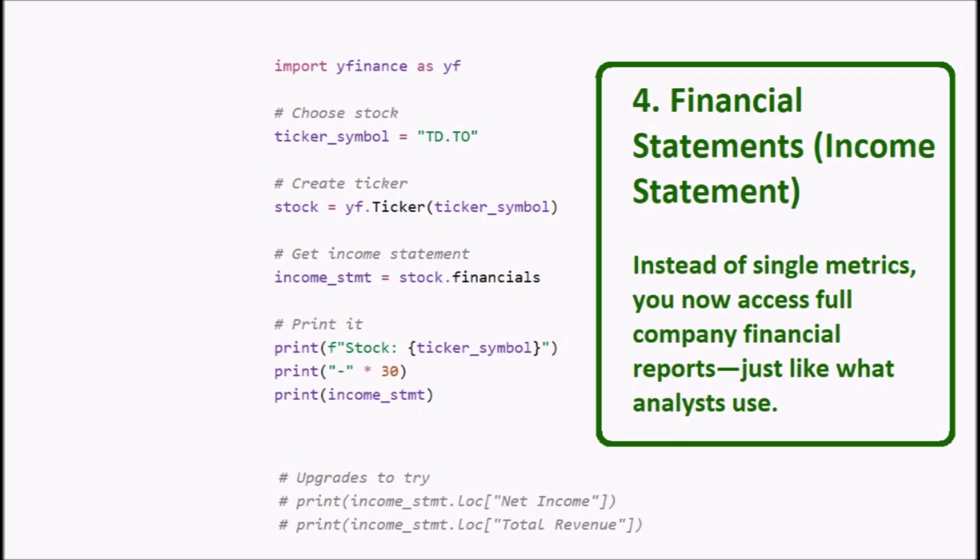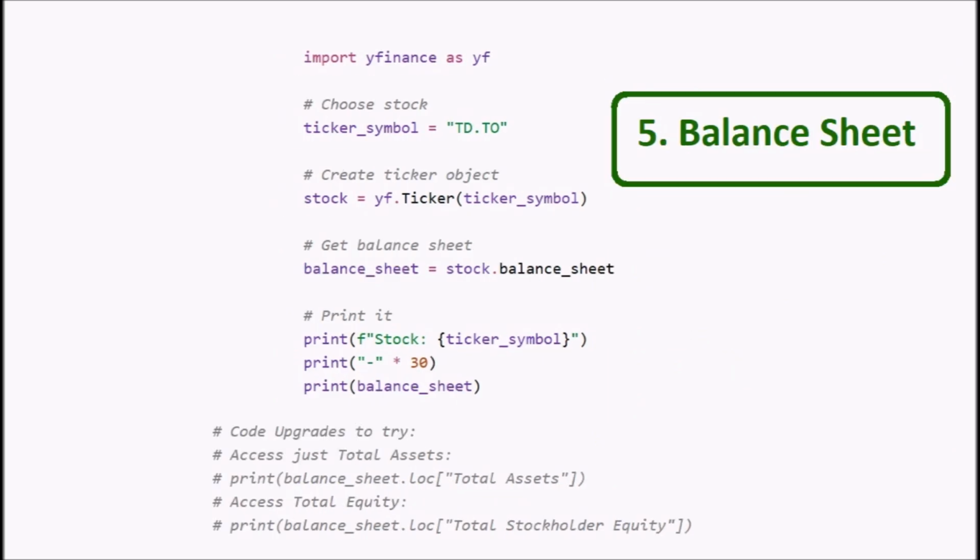Lines 8 to 10, print stock ticker_symbol, print dash times 30, print income_stmt. Print the stock symbol, separator, and the income statement. Optional upgrades, uncomment lines to print only net income or total revenue. Overall summary. This script fetches and prints the income statement for TD.TO. It sets up the library, creates a ticker object, retrieves financial data, and displays it, with options to focus on specific rows.